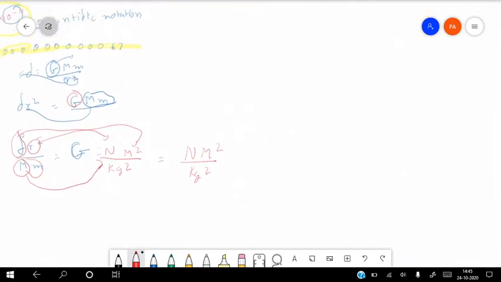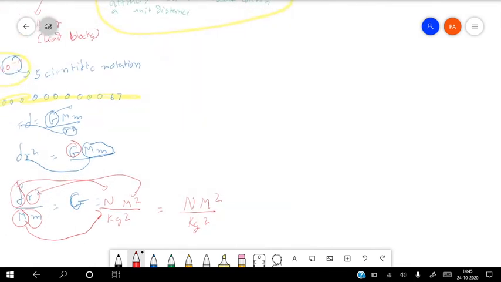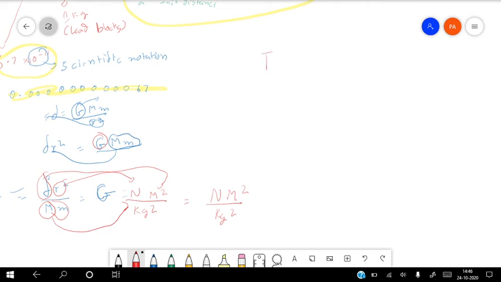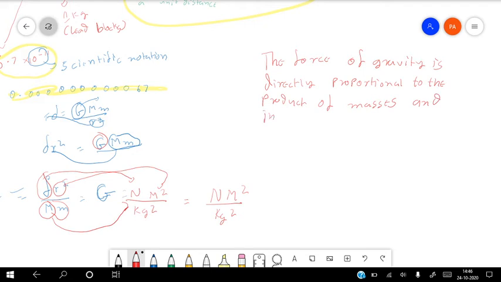Okay, now I'll tell you what Newton stated about this formula. By stated I mean Newton's explanation, what theory he gave about the formula. He said, one second, sorry for the interruption. The force of gravity is directly proportional to the product of masses and inversely proportional to the square of the distance.